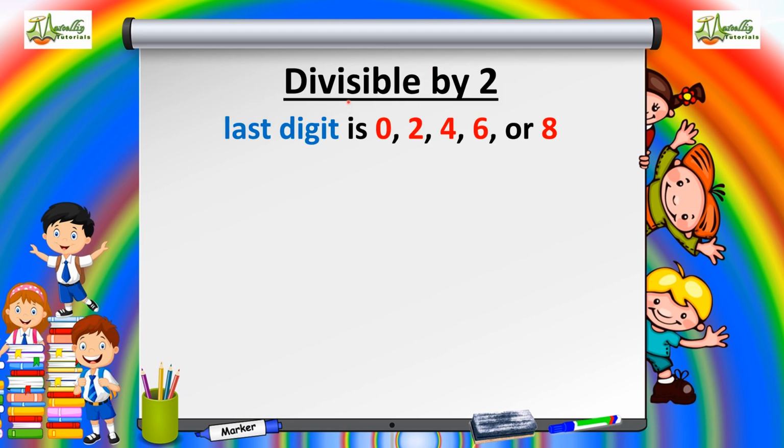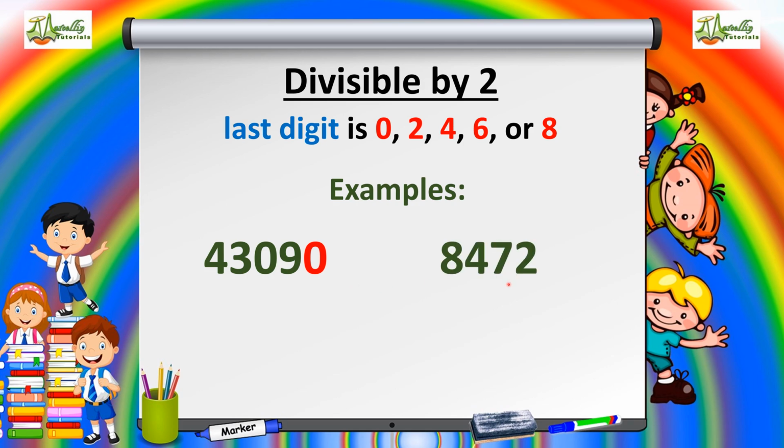Let's have examples for divisible by 2. Take note that a number is divisible by 2 if it ends with 0, 2, 4, 6, or 8. So let's have some examples. We have 43,090. The last digit is 0, so this is divisible by 2. Next, we have 8,472. The last digit is 2, then this is divisible by 2.